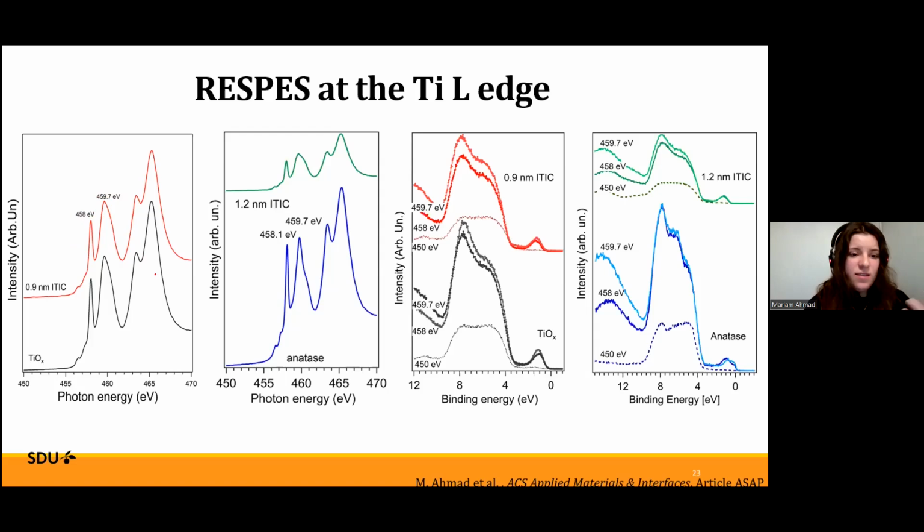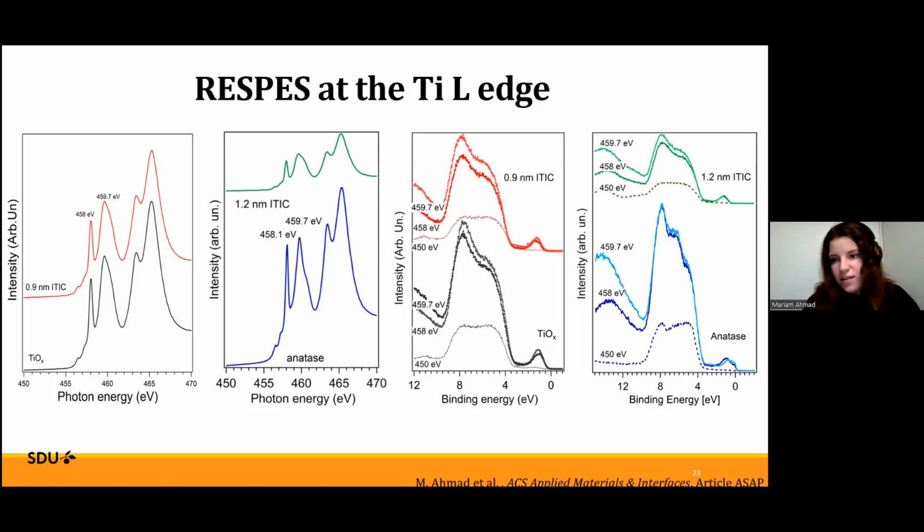Now we also did this measurement for anatase titanium oxide, a single crystal anatase titanium oxide, before and after deposition of ITIC, and we still see the same two features in the NGSEPs. So then what we did for both sputtered and anatase titanium oxide before and after deposition of ITIC is we measured the valence band with these two energies, so two on-resonance energies, and then at 450 electron volts where we are off resonance, so to try to enhance the 1 electron volt defect state, and it worked.